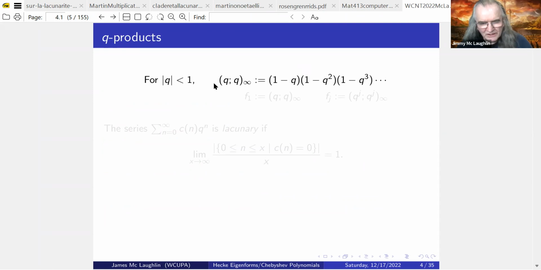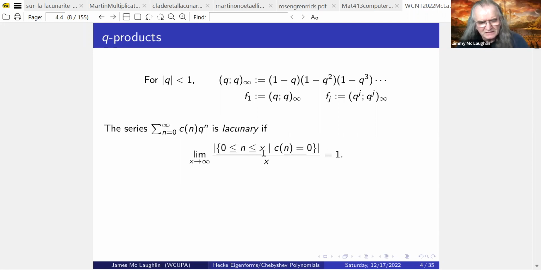For q less than 1 in absolute value, the usual infinite product (q;q) sub infinity is (1 minus q) times (1 minus q squared) times (1 minus q cubed), etc. And an abbreviated notation just to make things easier to read: for that product, I'm going to use f sub 1. And then if I replace q by q to the j in that product, I'm going to use f sub j. And I'm going to be talking about products whose series expansion is lacunary. So just the definition of that. Essentially, it just means most of the coefficients are 0 in this precise sense.